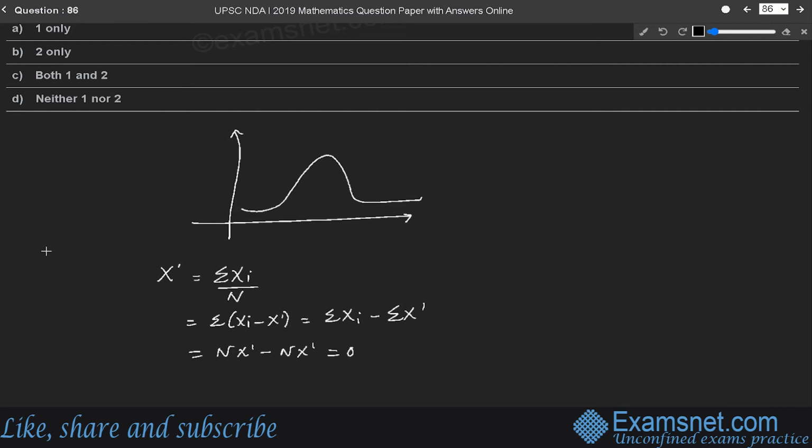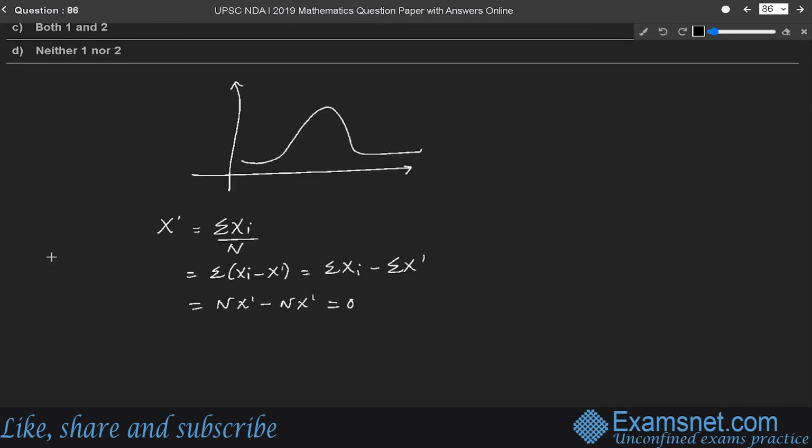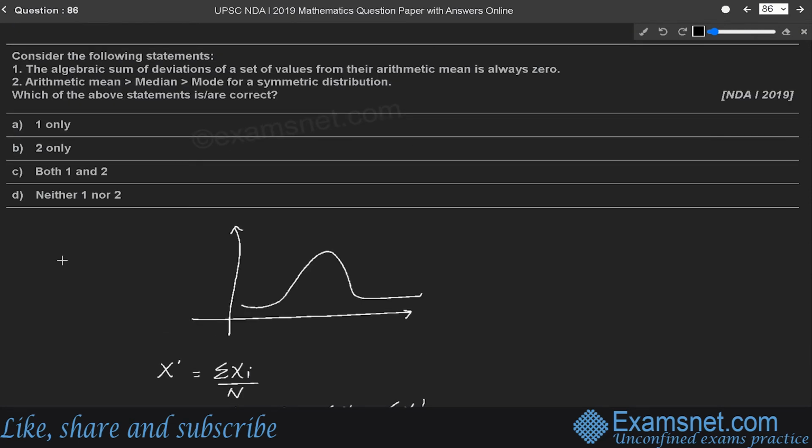And we know that for symmetric distributions, mean is equal to median and median is equal to mode. Means mean, median and mode all are equal for symmetric distribution. Therefore, we can say that only statement 1 is correct, which says that the sum of deviations of a set of values from arithmetic mean is always 0. And statement 2 says that mean is greater than median. No, we know that for symmetric distribution, mean, median and mode are equal. Therefore, the correct option for this question is 1 only, which is option number A.